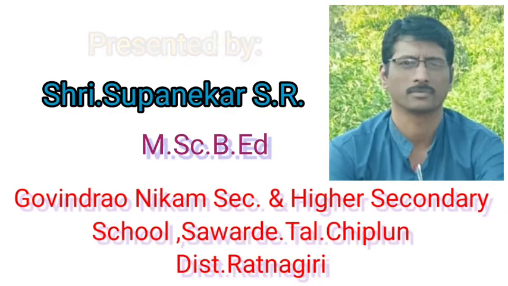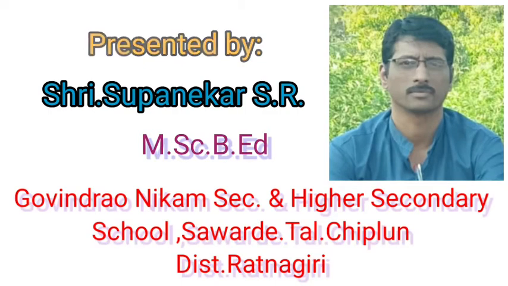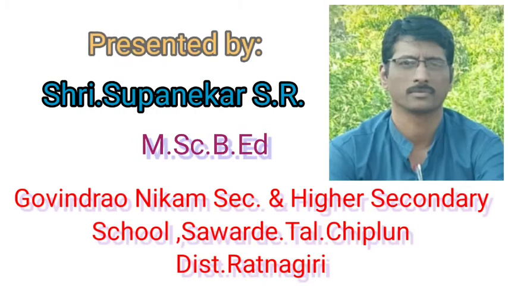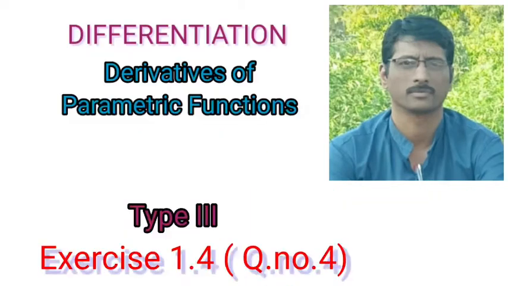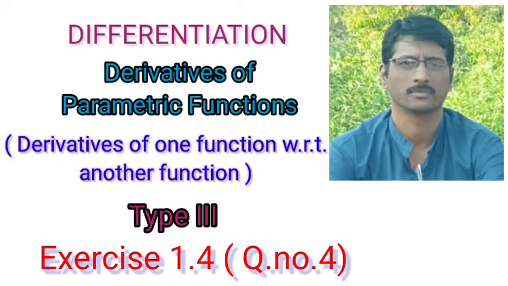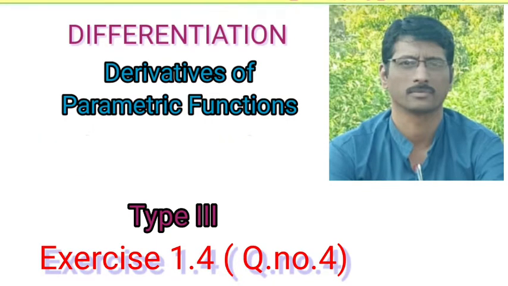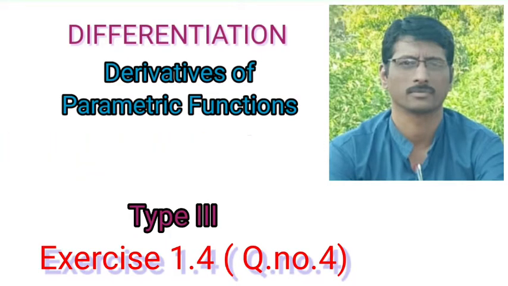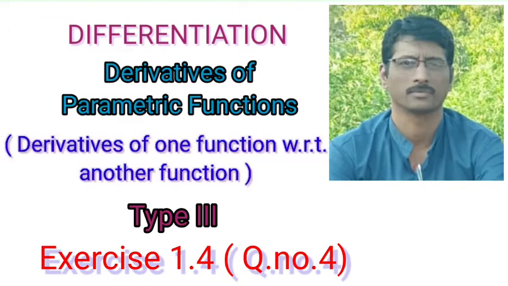In the last few lectures, we have already discussed the derivatives of parametric functions, type number 1 and 2, that is exercise 1.4, question number 1, and questions number 2 and 3. Now here we will discuss the last concept, the derivative of one function with respect to another function. That is, if u equal to f of x and v equal to g of x are the given two functions, then how to find the derivative of u with respect to the other function v. That I will be discussing here.